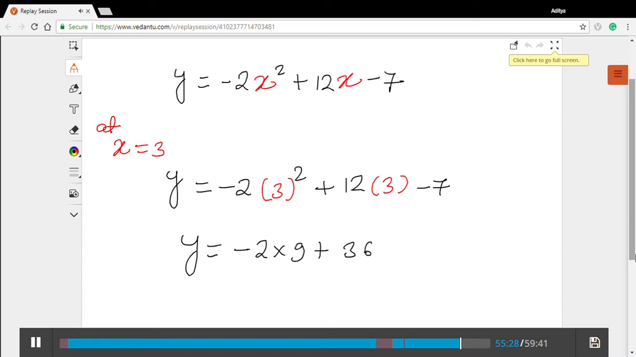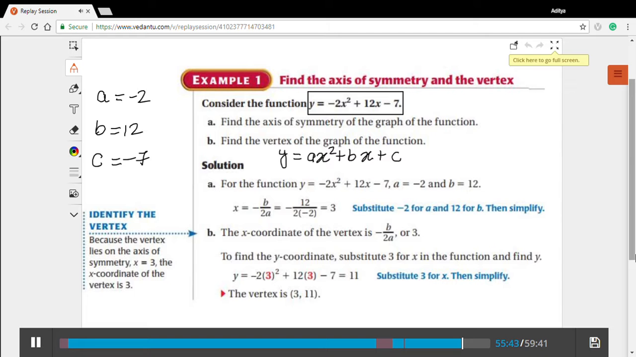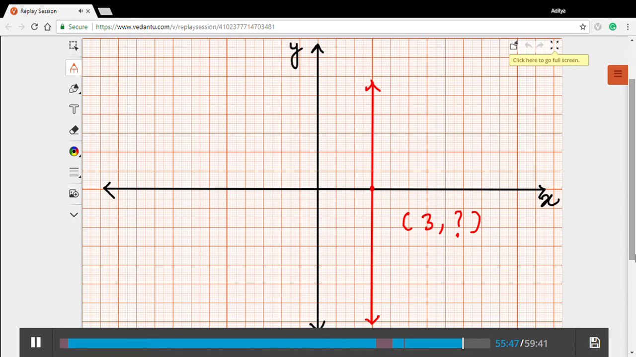We can now evaluate it. It's negative 18 plus 36 minus 7. So we get 18 minus 7, which is 11. The y component we've got as 11. So the missing component that we needed was 11. So the vertex will be 3 comma 11.